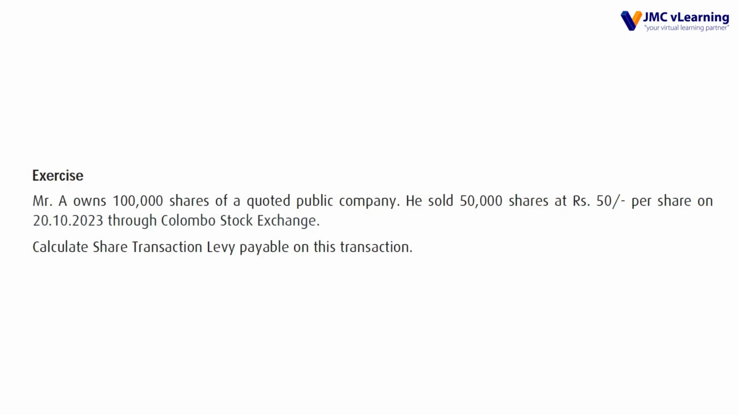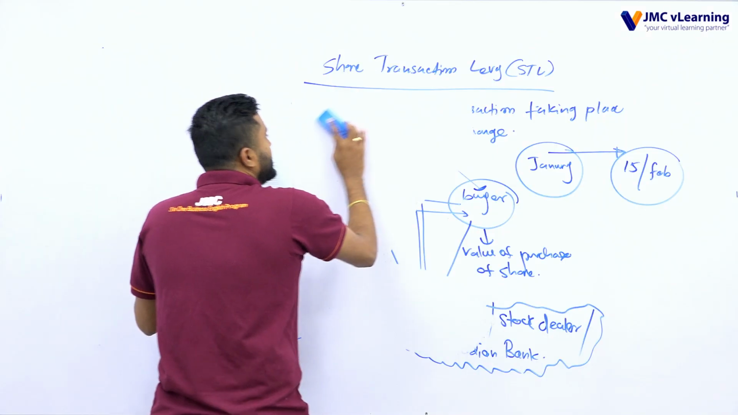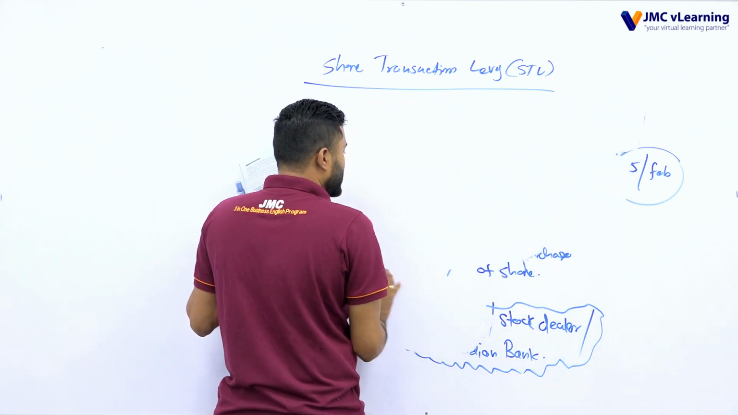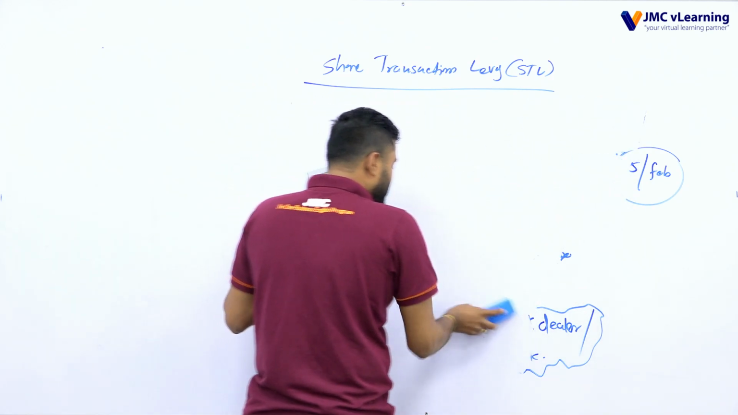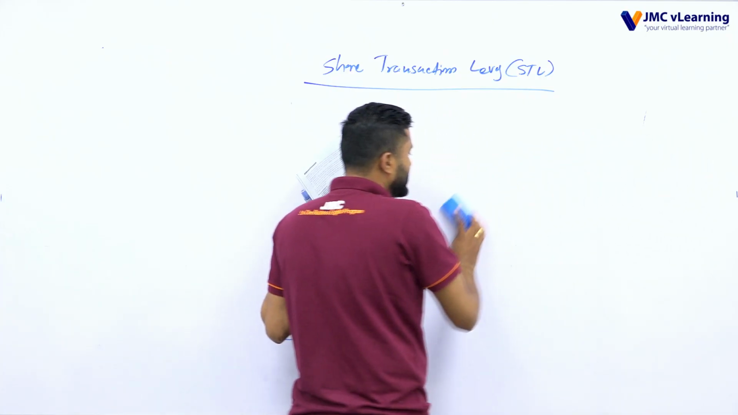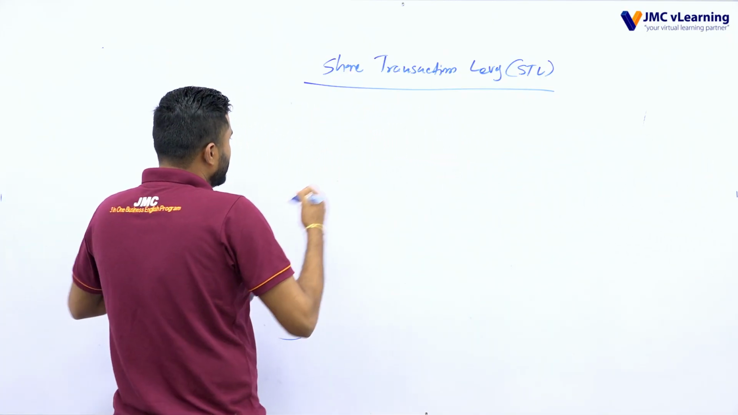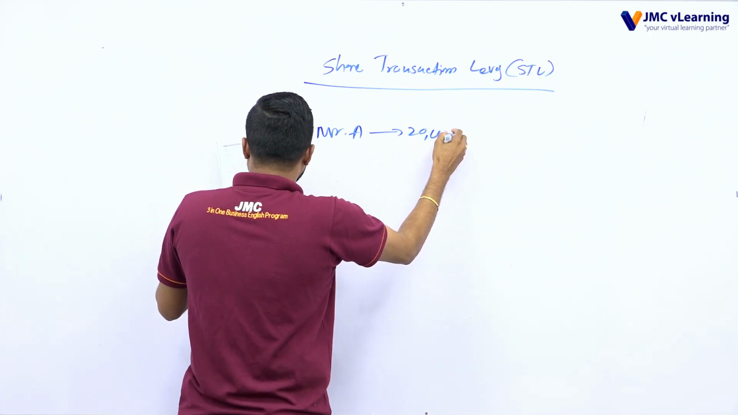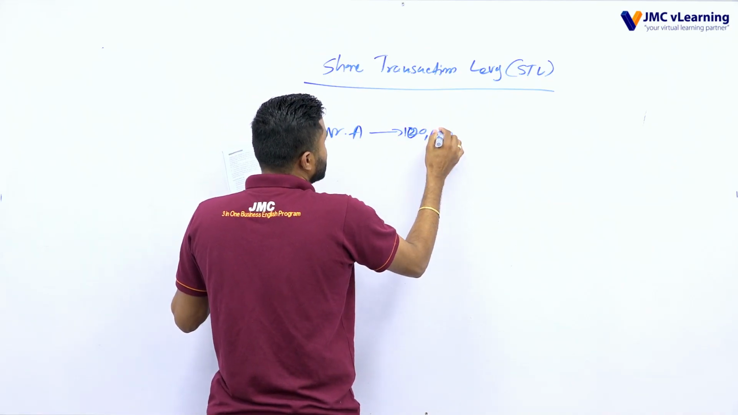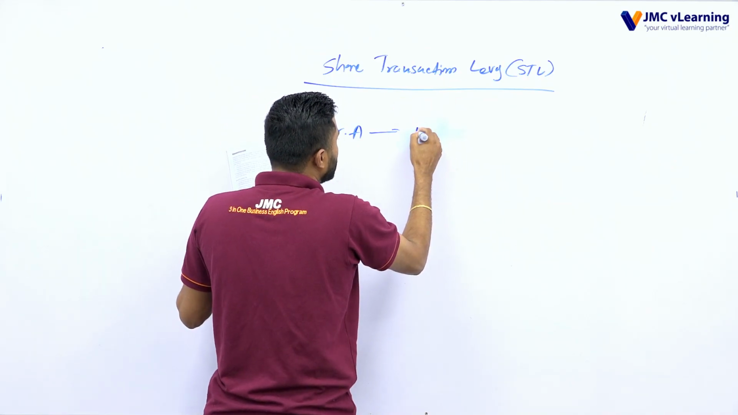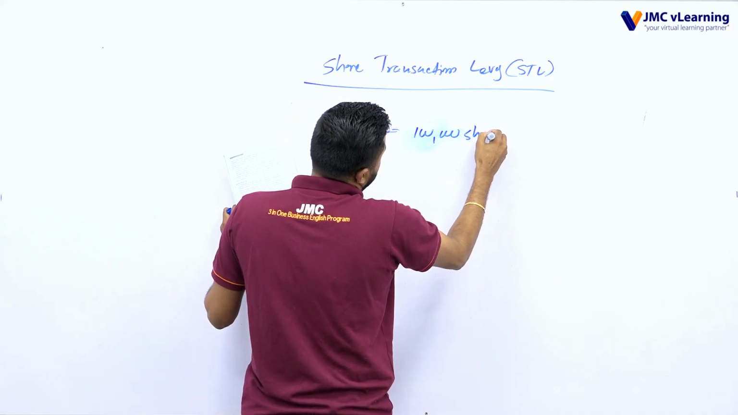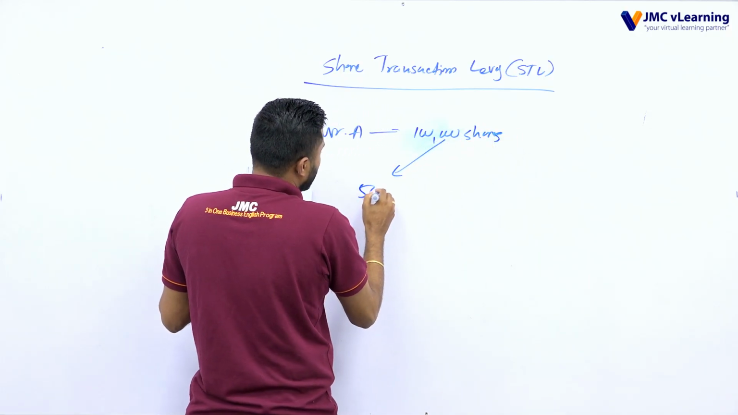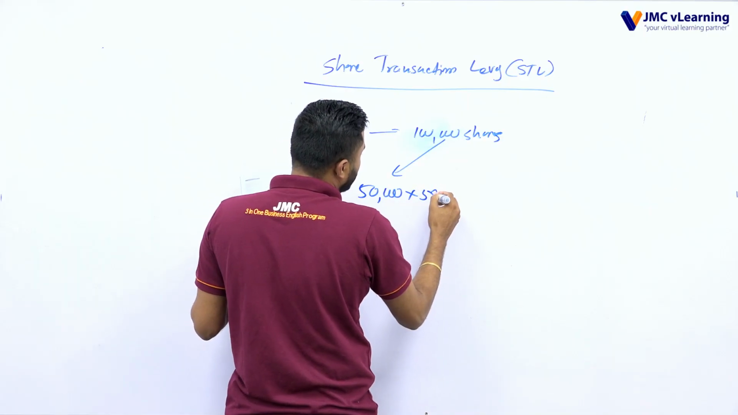So here you can see, Mr. A owns 100,000 shares of a quoted public company. He sold 50,000 shares at 50 rupees. So who purchased that? Let's say Mr. B is the person who purchased that. So Mr. A has 100,000 shares in the Colombo Stock Exchange. Out of that 100,000, he sold 50,000 shares at 50 rupees.